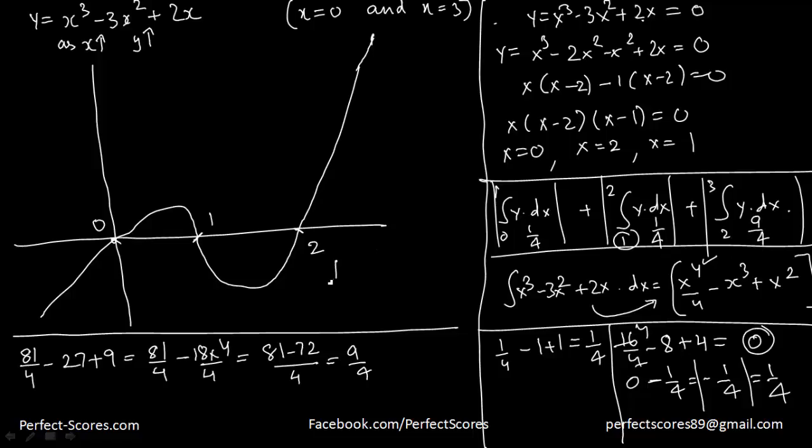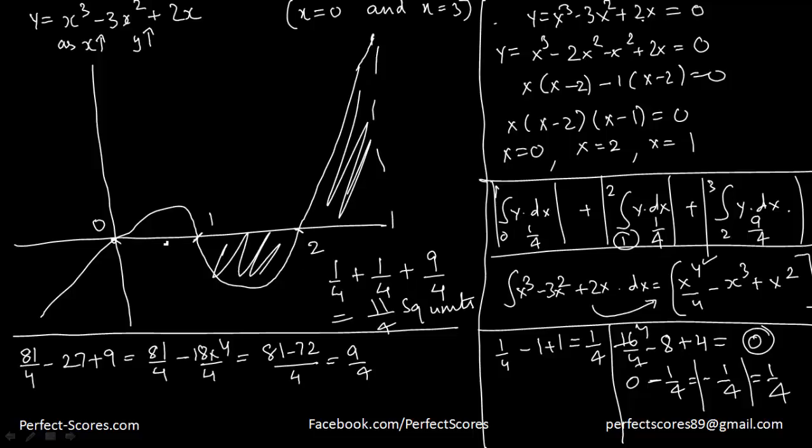And if I add the individual areas now, 1 over 4 and 1 over 4 and 9 over 4, that is just equal to 11 over 4 square units. So that means the sum of the areas here, here and here is just equal to 11 by 4 square units. So I hope you're understanding this point over here, guys.